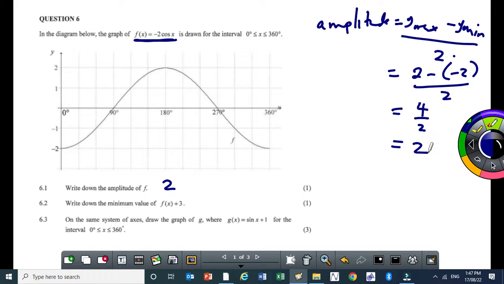Then the next question says, write down the minimum value of f of x plus 3. Now, based on your understanding so far of functions in terms of translation, what does f of x plus 3 mean to you if you see that? Yes, Kane. The value of f of x plus 3. You see f of x on the top there. It's correct the way you're saying. Is there another way you can explain in terms of vertical translation?